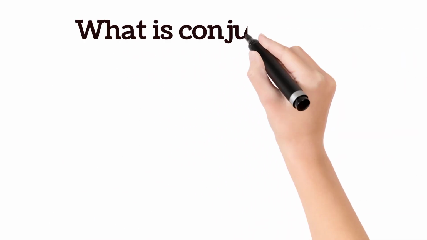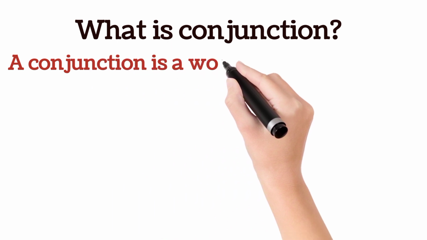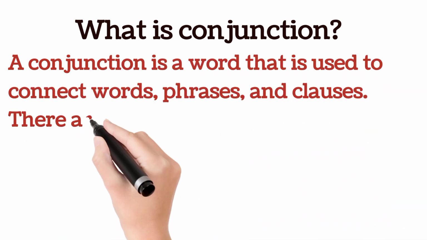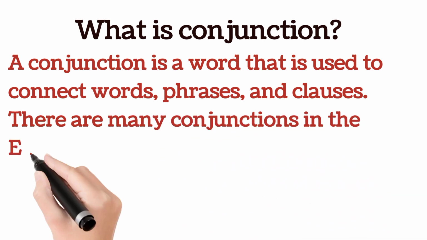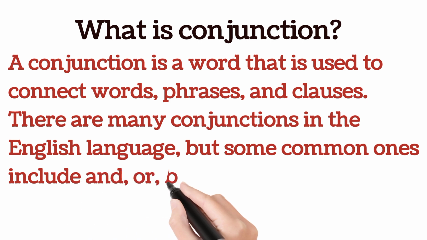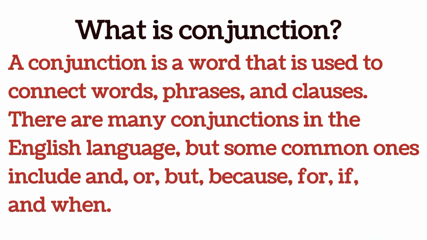What is a conjunction? A conjunction is a word that is used to connect words, phrases, and clauses. There are many conjunctions in the English language. Some common ones include and, or, but, because, for, if, and when.